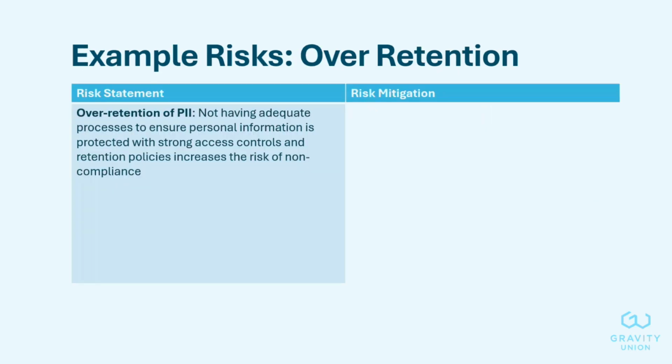A risk registry is a part of a privacy impact assessment. It can look a little something like this in a table, but it is of course up to you and your provincial template that you'll use for that. This is just some very common risks that we see when working with Microsoft-related products and services. First is over-retention of personally identifiable information, which is not having adequate processes to ensure that personal information is protected with strong access controls and retention policy, which increases the risk of non-compliance.